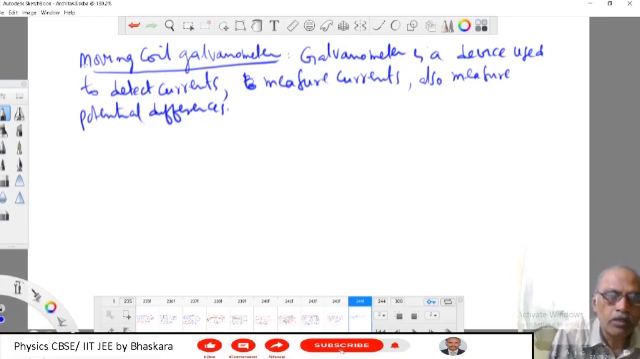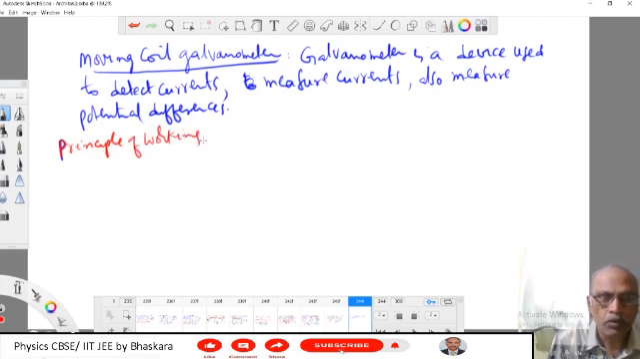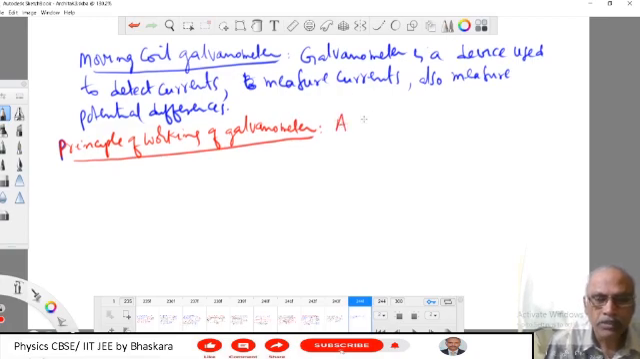Now, this galvanometer works on what principle? What is the principle of galvanometer? In the examination, they ask a question: on what principle does the galvanometer work? Principle of working of galvanometer: the galvanometer works on the principle that a current carrying coil placed in a uniform magnetic field experiences a torque.